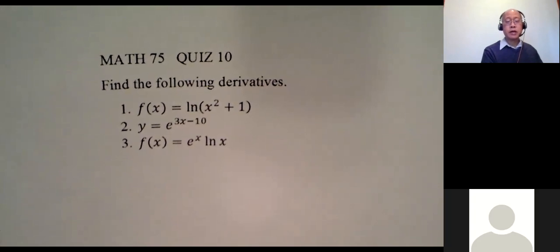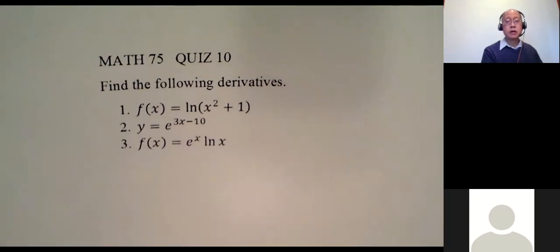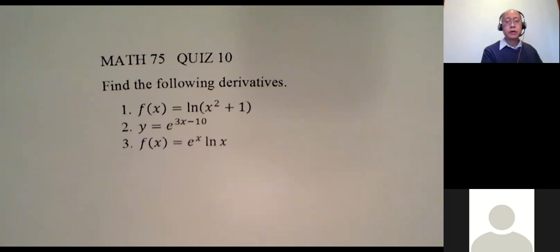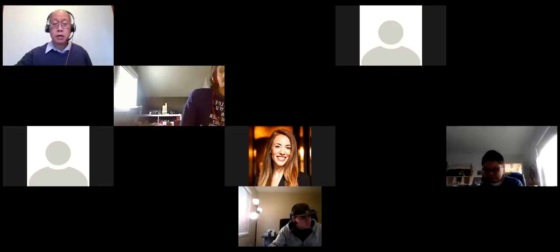Number 1 looks like a chain rule. Number 2 looks like a chain rule. Number 3 looks like a product rule. And hopefully they're not too bad. I will now assume that everybody has it, so I'll make this disappear. I'll stop sharing.